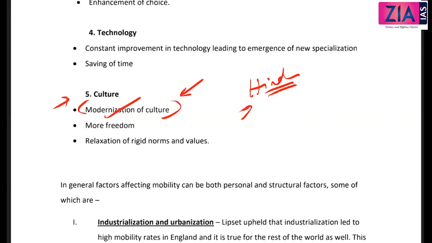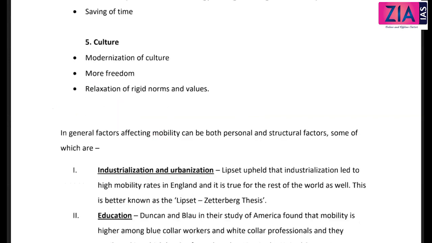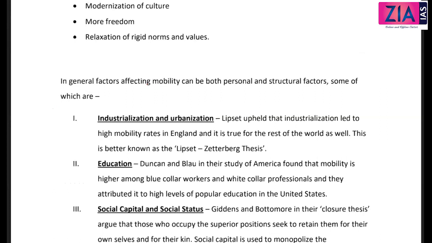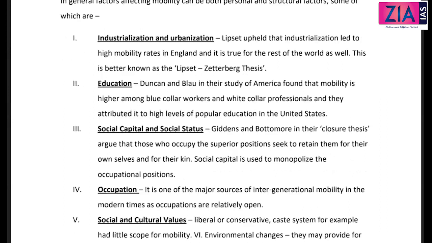Okay, so more freedom, relaxation of rigid norms and values. After 2 minutes itself, I will reverse the same point exactly opposite to this. So we need to be very flexible in writing. We will write one thing now, and in the very next page, the very next moment, we will change that. Okay, so relative freedom is there. That is a diplomatic way to answer this.